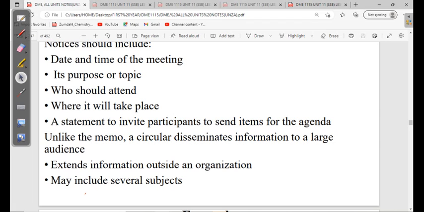So a notice is simply a statement to invite participants to send items for the agenda. I am just inviting participants: can you give some items? What should we include in the meeting that you are going to have? And like a memo, this is a circular dissemination. You are trying to disseminate information. You are giving information to the public. But a statement to invite, that is a notice. So it is information outside an organization and may include several subjects, other than a memo.